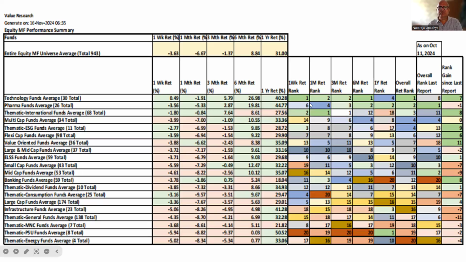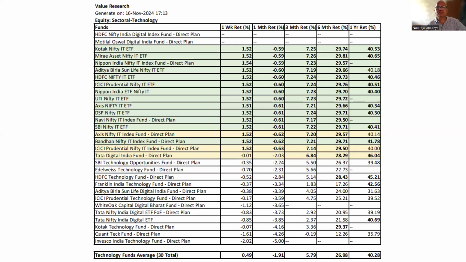Okay. So this is how the relative performance of various fund types you see within equity. Let us go to the next one. Now we are going to discuss various equity subtypes by their ranking. The first one is technology.